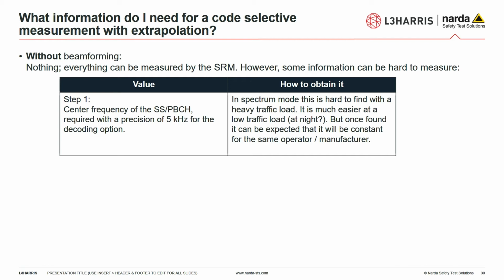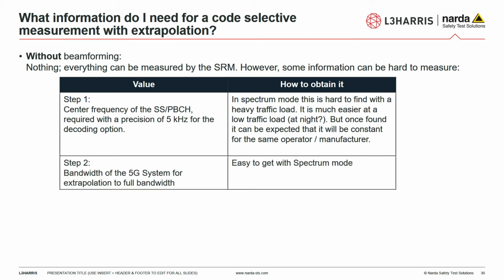No problem to measure this using spectrum analysis if the load is low, for example at night, but not if the load is high. The value for a particular combination of provider and manufacturer is usually pretty constant, though. This means that once it has been measured, the information can also be used for other locations.